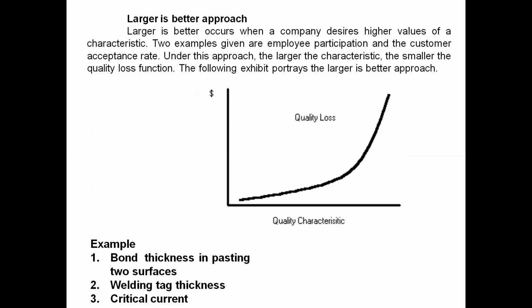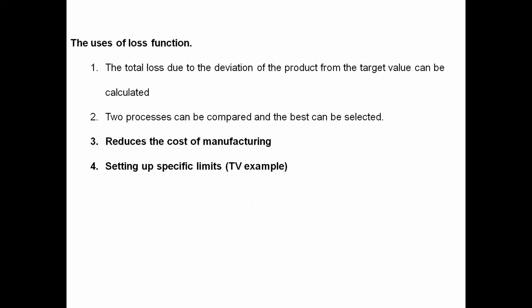For example, if you are fixing two components, as the bond thickness increases, the holding capacity of the two pasted parts will be more. With welding, more weld tags means the strength will be more. Then the critical current value. So three types are there.